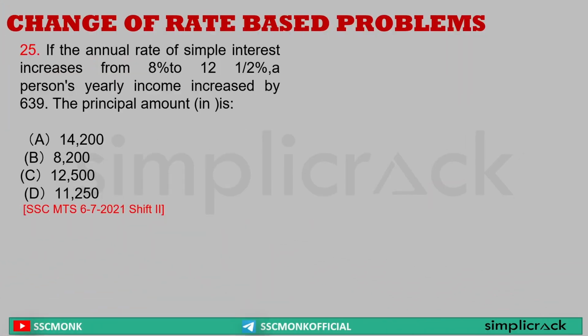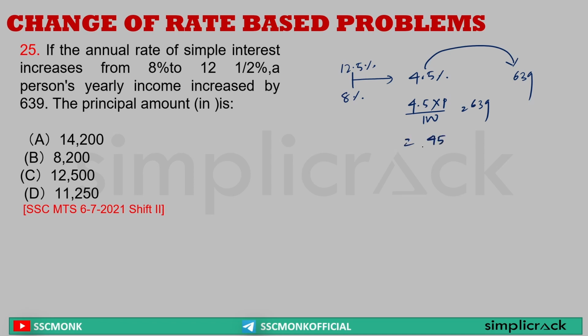Next, change of rate based problems. If the annual rate of simple interest increases from 8% to 12.5%, a person's yearly income increases by 639. See, it is getting 12.5% from 8%. What is the change? The change is 4.5%, which is equal to 639. So 4.5 into principal divided by 100 is equal to 639. Here I can take out the decimal, or I can write 45 by 10 into 100, that is 1000, multiplied is equal to 639 into P.